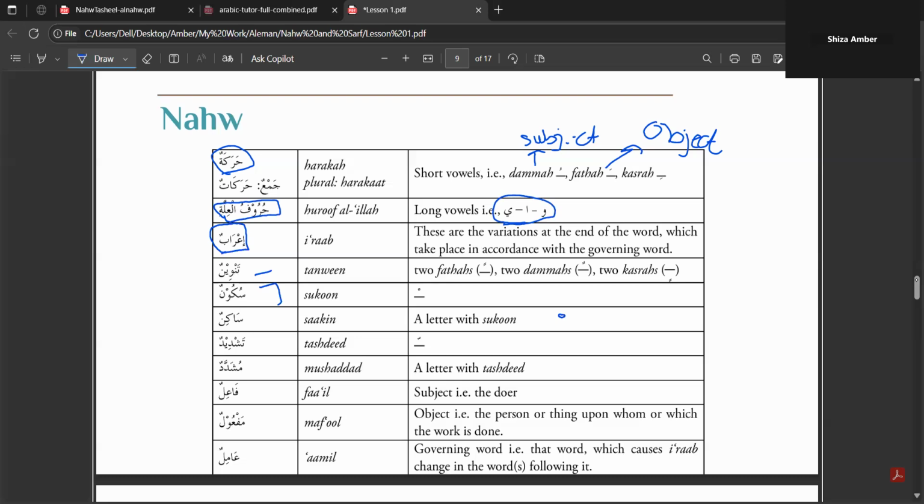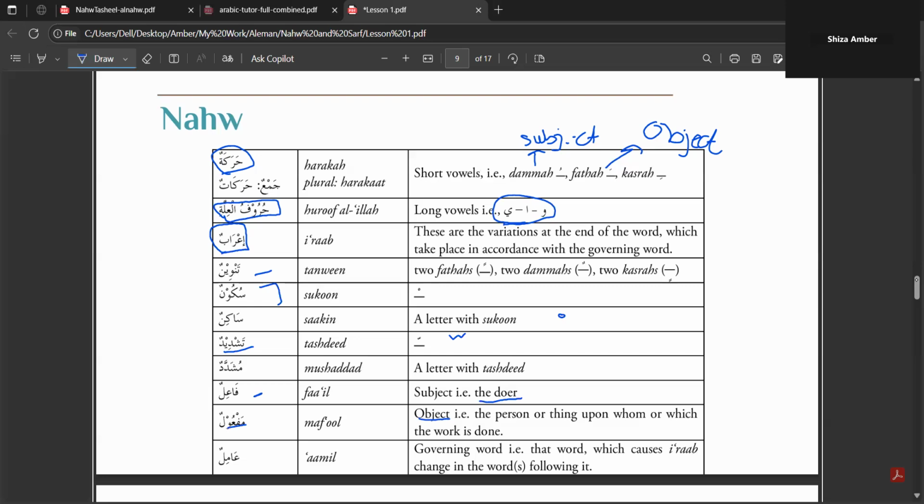And then tashdid. You must have seen tashdid lots of times in the Quran as well. It's like a W on the words, right? That's a tashdid. And then mushaddad is a word with the tashdid, just as sakin has a sukoon on it. And then fa'il. Fa'il is the subject, the doer. I was using this term again and again. So subject is the fa'il in Arabic. And then object in Arabic is maf'ul.